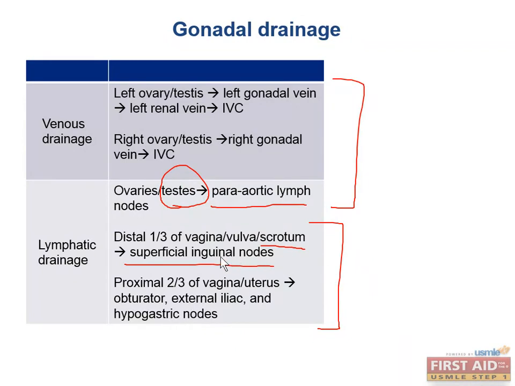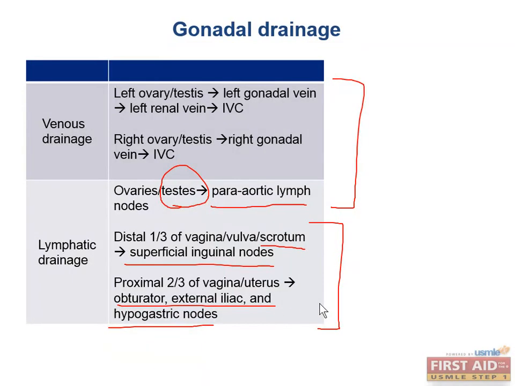And similarly, the distal 1/3 of the vagina and the vulva. Okay, so any vulva lesion or any lesion distally in the vagina go to the superficial inguinal nodes. The proximal 2/3 of the vagina and the uterus go to the obturator, external iliac, and hypogastric nodes. And once again, this isn't just simply let's memorize the lymph drainage of the first third of the vagina or middle third of the vagina goes to these respective nodes, okay?